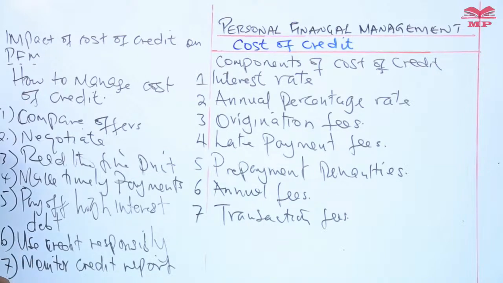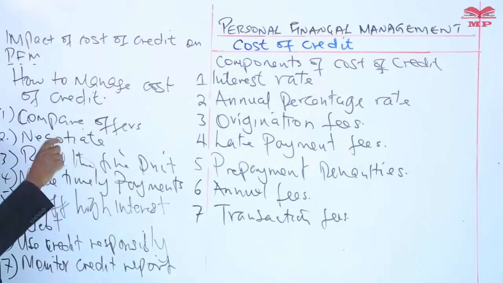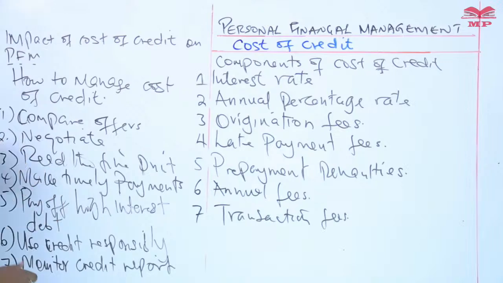You understand? It's possible for the financial institutions to also make errors. That's how to manage cost of credit. In case of any errors, make sure that the errors are corrected. And you can only tell if there are errors if you regularly review a credit report. Then take corrective measures, take necessary steps to correct the errors.